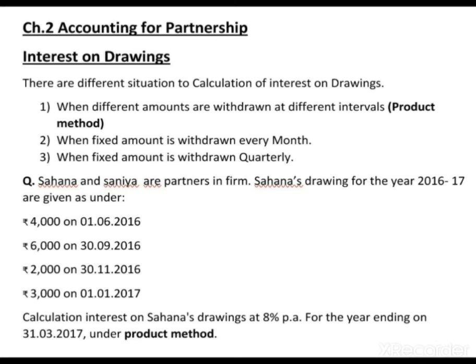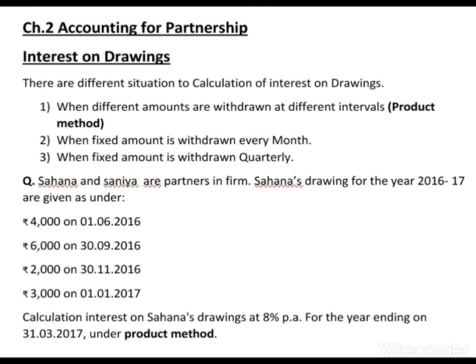So there are different situations for the calculation of interest on drawings. First, when different amounts are withdrawn at different intervals. It is also called the product method. Second situation, when a fixed amount is withdrawn every month. Third situation, when a fixed amount is withdrawn quarterly. So there are three situations for calculation of interest on drawings.